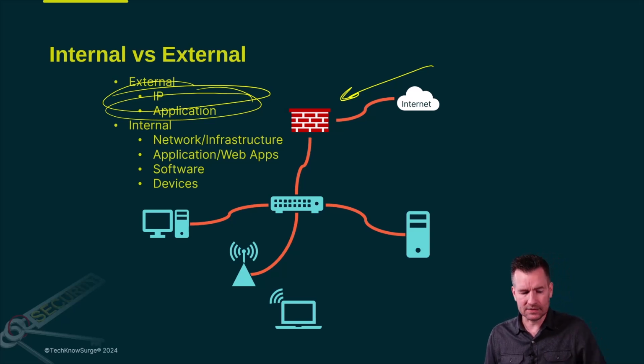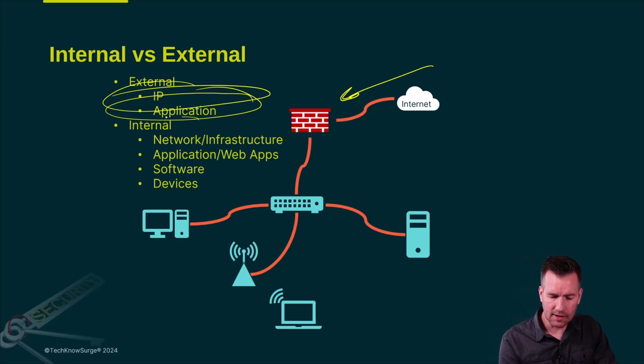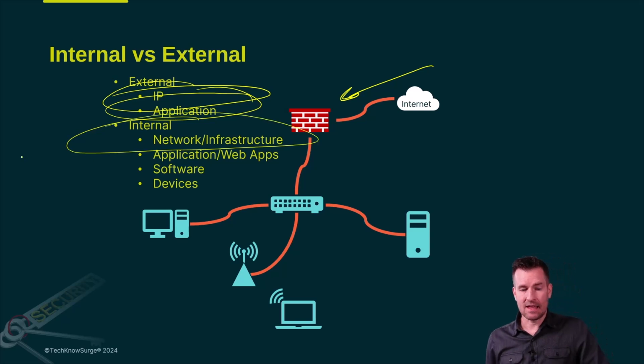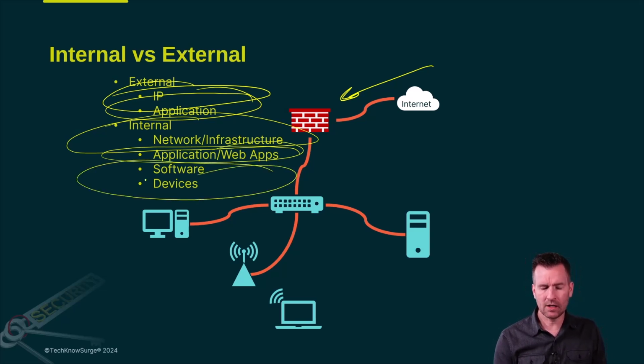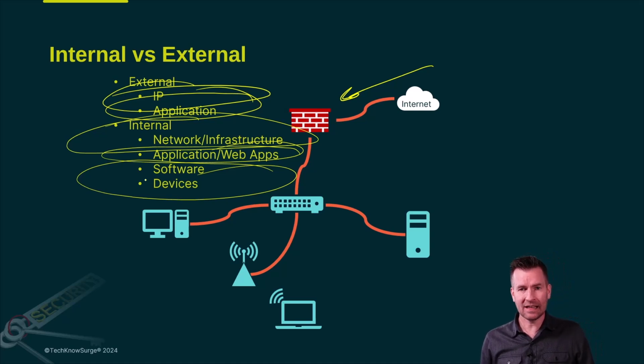We also have internal scanning, where we could be looking at the network and the infrastructure, or maybe there are specific applications or web apps that we're scanning. It could be software or devices that we're scanning on our network.